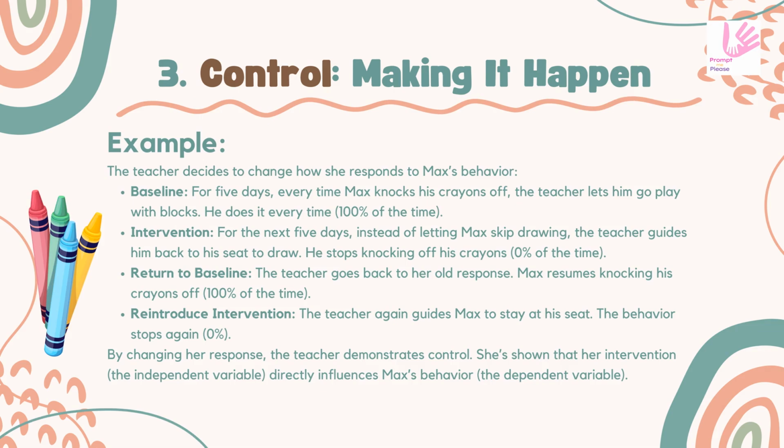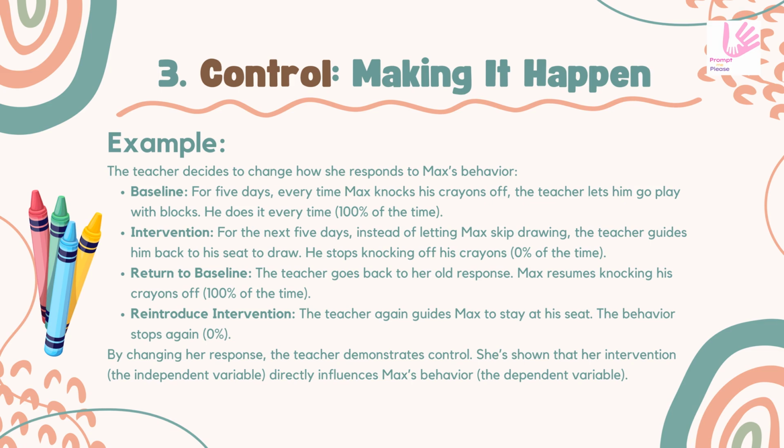A teacher decides to change how she responds to Max's behavior, so she first collects baseline data for 5 days. Every time Max knocks his crayons off, the teacher lets him go play with blocks. He does it every time. Then, the teacher implements an intervention for the next 5 days. Instead of letting Max skip drawing, the teacher guides him back to his seat to draw, and he stops knocking off his crayons.